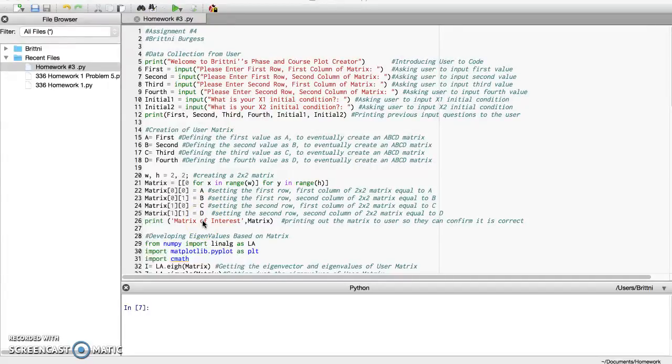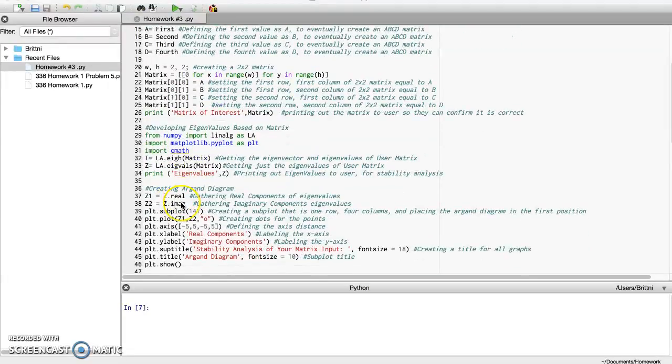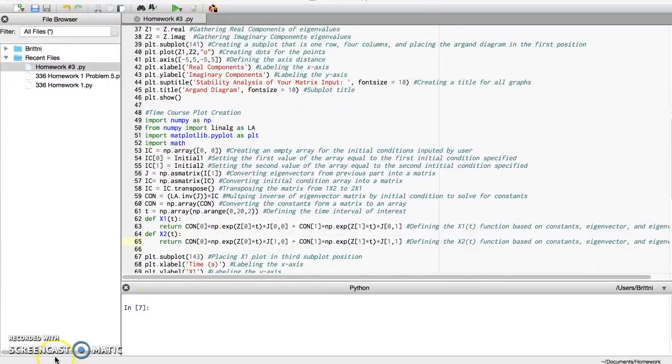Once I have the matrix created, I'm then getting the eigenvectors and eigenvalues of the matrix. I'm doing this by utilizing the built-in Python commands to get them. I'm then getting the real and imaginary components of the eigenvalues so that I can create an argand diagram. I'm doing this by plotting the real components versus the imaginary components. I then proceeded to create the time course diagram.